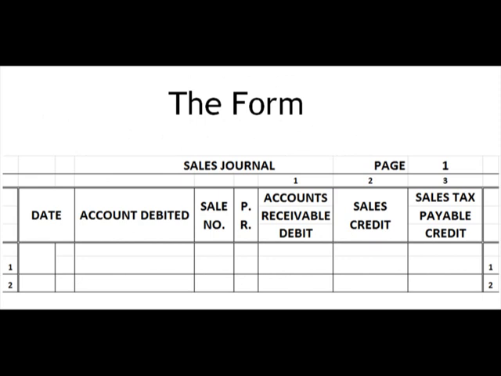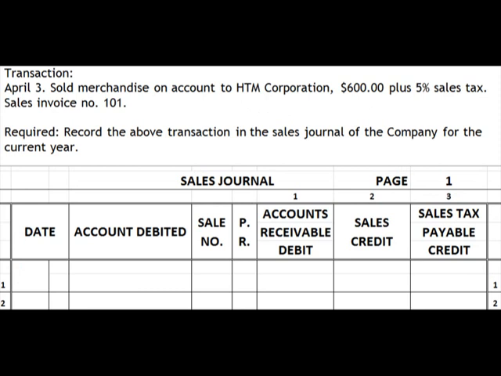To be able to record transactions in the sales journal, let us have the following example. On April 3, the company sold merchandise on account to HTM Corporation $600 plus 5% sales tax. Sales invoice number 101. Requirement: record the above transaction in the sales journal of the company for the current year.